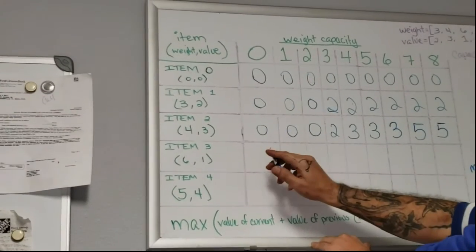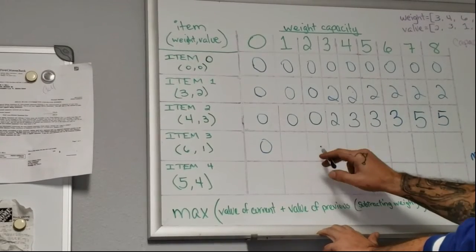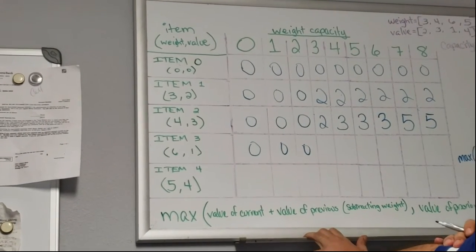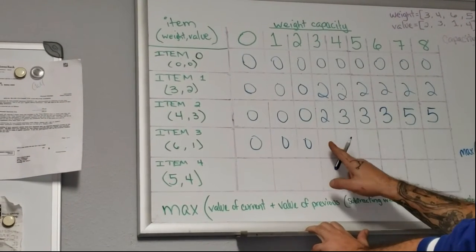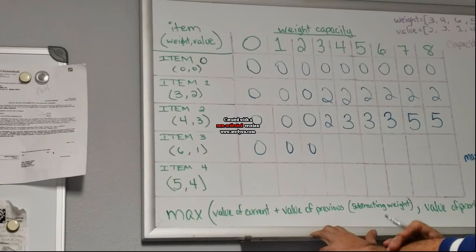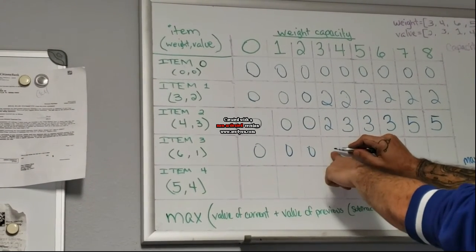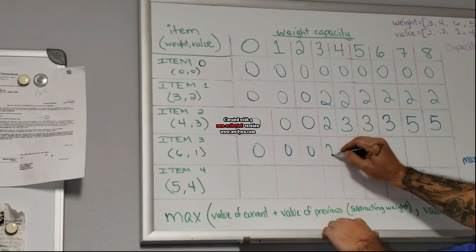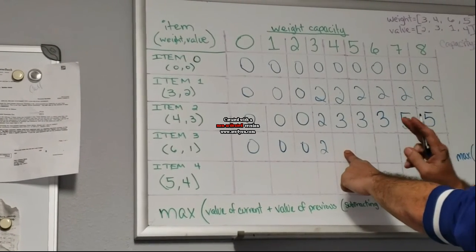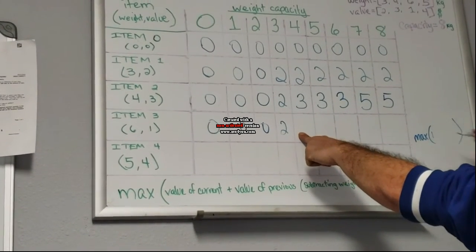Now, with 0 weight capacity, we know we're not going to get any items in there. We know we're not going to get any items in a 1 kilogram or 2 kilogram weight capacity. However, we can still fit an item in the 3 kilogram weight capacity. And in order to do this, we refer to a previous value, where the previous value here will be 2. Next cell, we have a value of 1. The current value of item 3 will be 1.